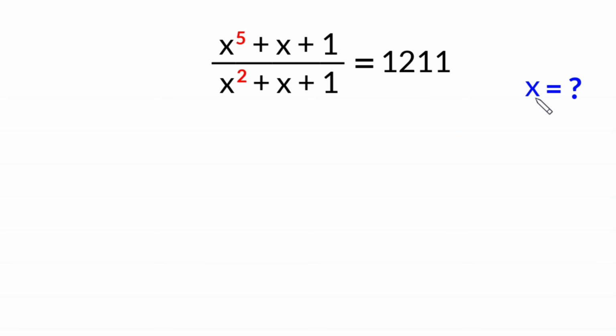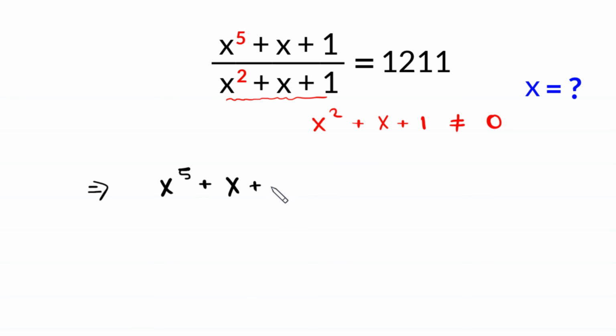So let's start. Since the expression x^2 + x + 1 is in the denominator, x^2 + x + 1 cannot be equal to 0. If we multiply both sides by this denominator x^2 + x + 1, this implies that x^5 + x + 1 = 1211 times (x^2 + x + 1).